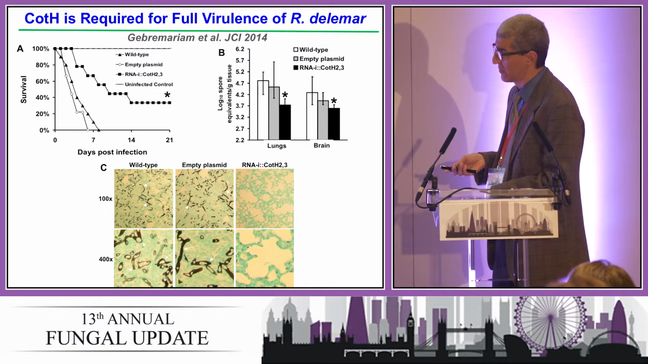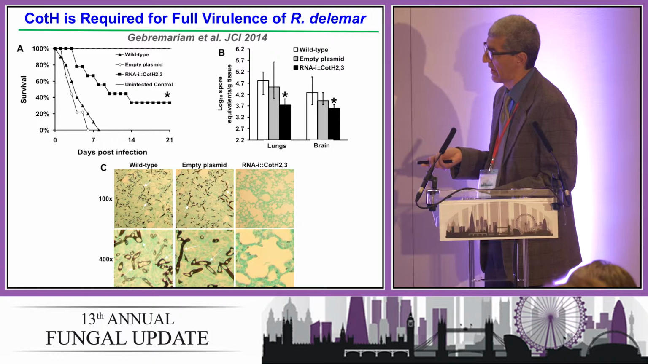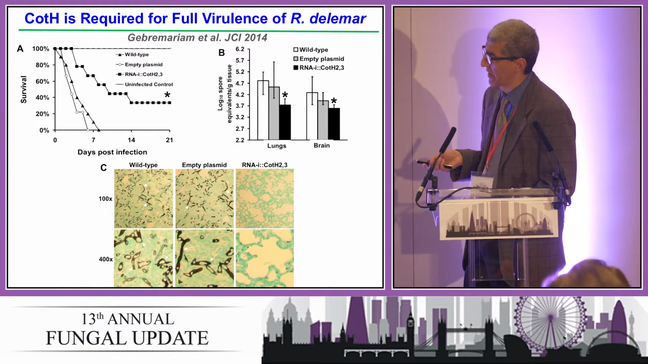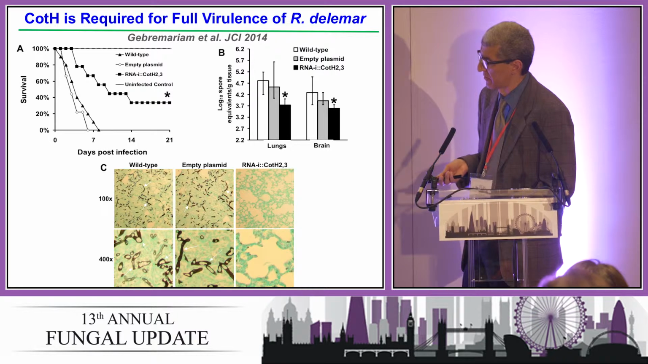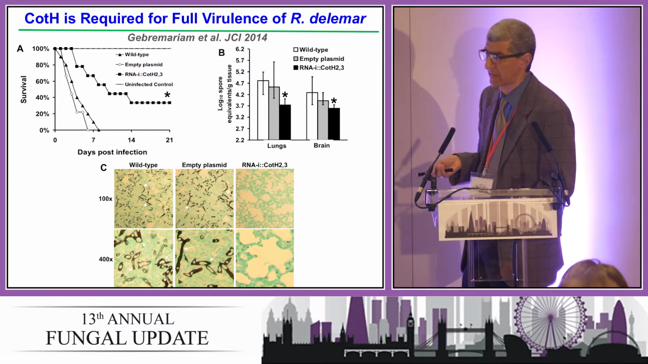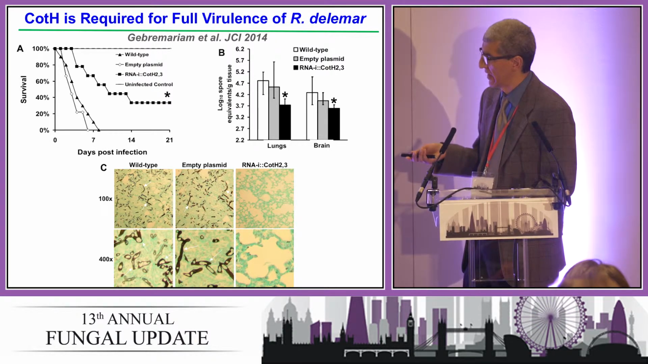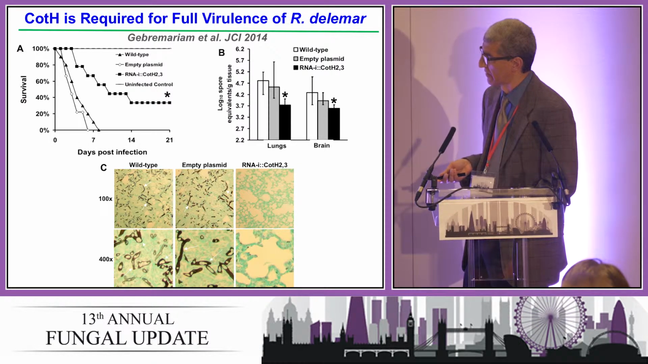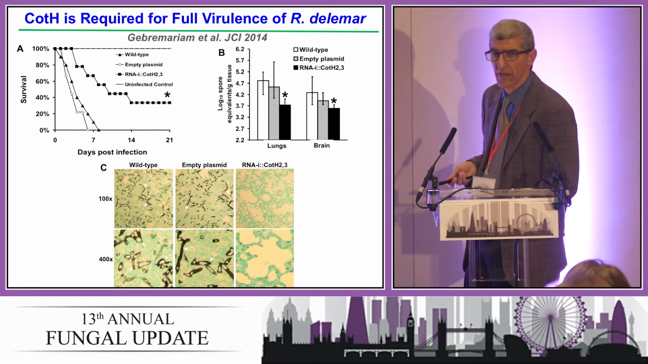And the most amazing thing to me is, when you look at the histopathology from these mice, the wild type and empty plasmid infected mice are riddled with hyphae, and there is a lot of tissue edema, as you can see, whereas the ones infected with the mutant have more of a normal architecture of the lung, and you barely see any fungal elements.